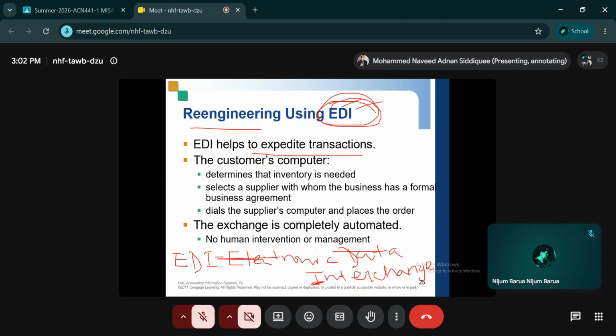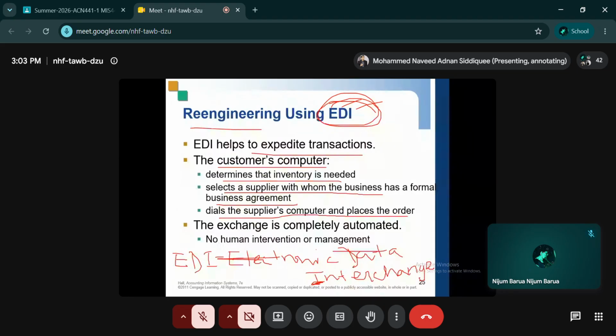So there is the customer's computer system, right? The software of the customer calculates that the customer needs inventory. The software will select the supplier with whom the business has a formal business agreement. There is a contract, and then it dials the supplier's computer and places the order. So it's very advanced. You see, the software of the customer can identify that inventory needs to be purchased. Then the software will determine which supplier should be selected, and then the software will place the order with the supplier.